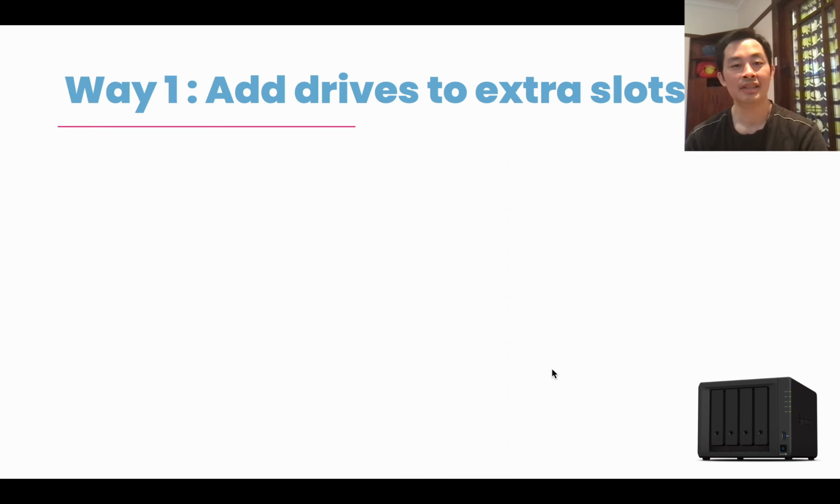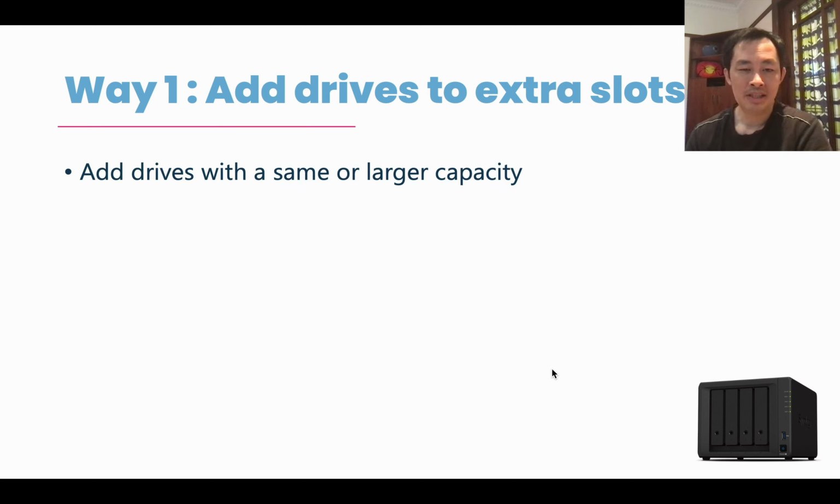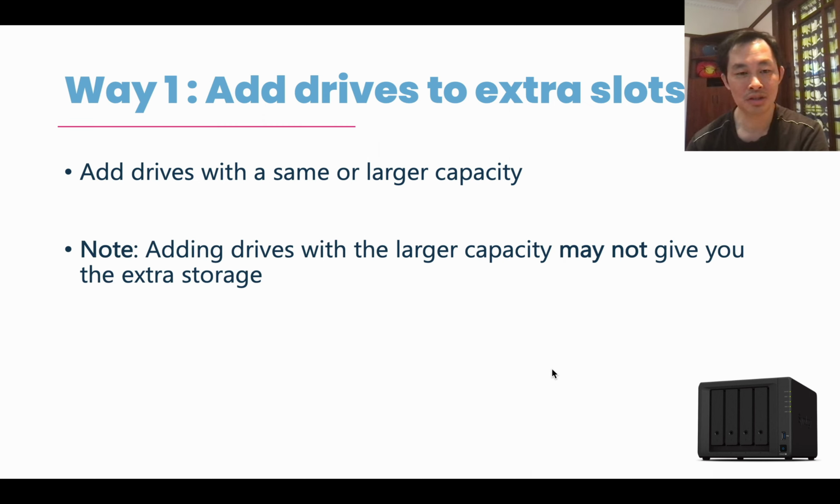So the first way is adding drives to extra slots. If you have a 4-bay NAS, for instance, and you're only using 2, when you're adding drives, you just add the same or larger capacity drive into the extra slots. Sounds simple enough. But one thing to note is sometimes when you're adding the larger capacity, the calculations may not exactly get the storage that you think.